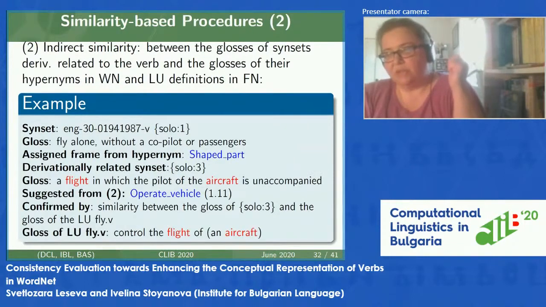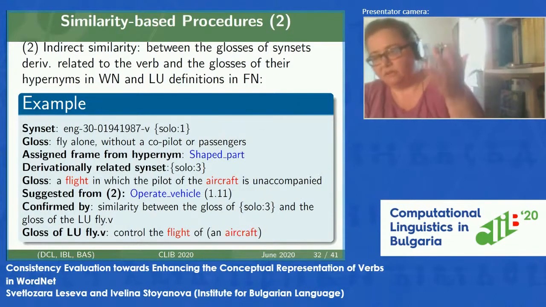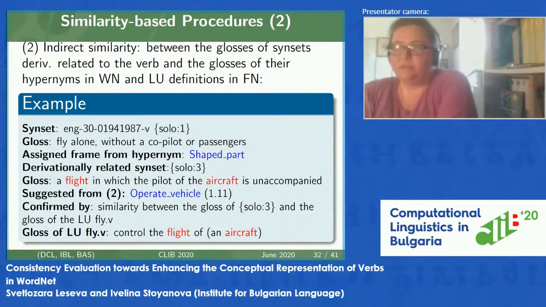But also we consider indirect similarity between glosses of synsets which are derivatively related to the verb and the clauses of their hypernyms and so on, in which case we can also get some informative suggestions.